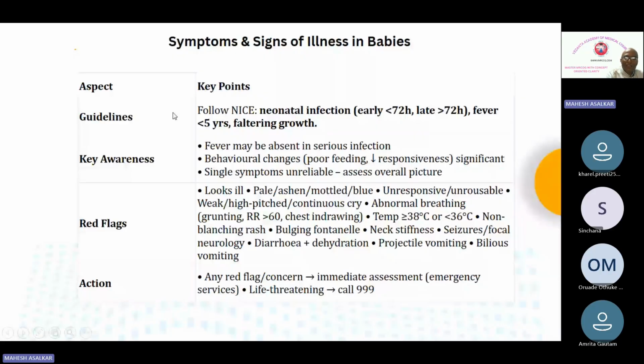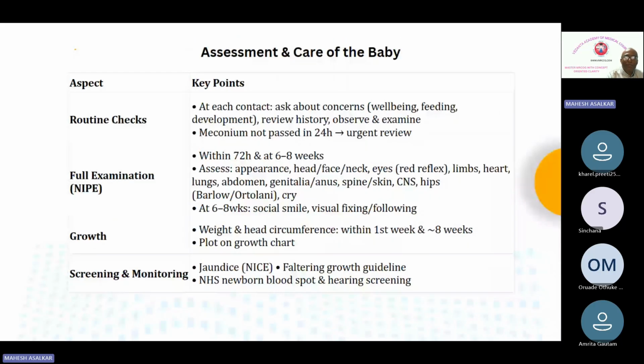Rest of the things, red flags for the babies and all, this is a part 3 MRCOG thing, so we will not go into the detail. Assessment and care of the baby, nothing specific here.